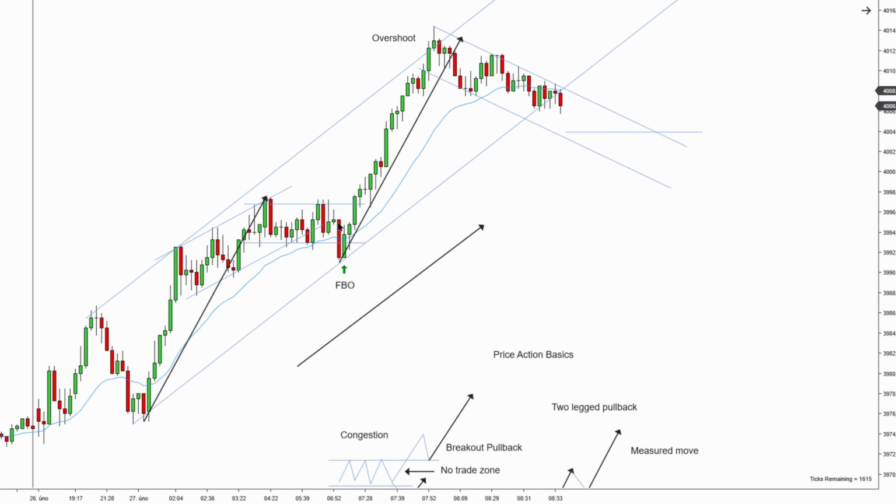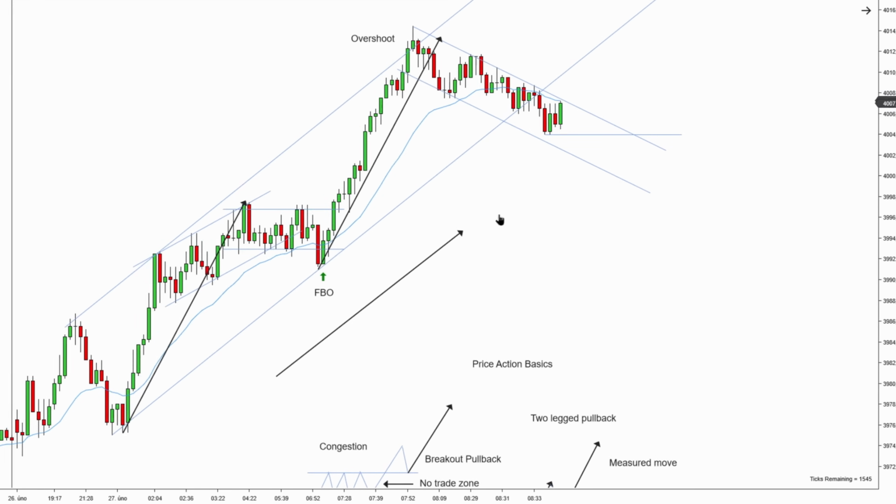And notice, prices broke the congestion. This is the breakout. It's most likely going to fail. And this is the high probability setup for how to trade the congestion. However, this is still too early.